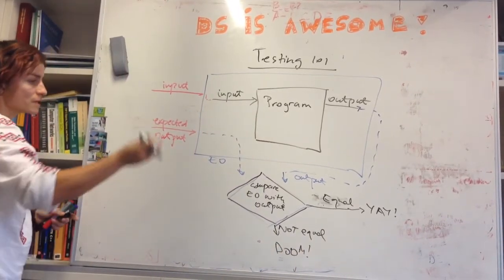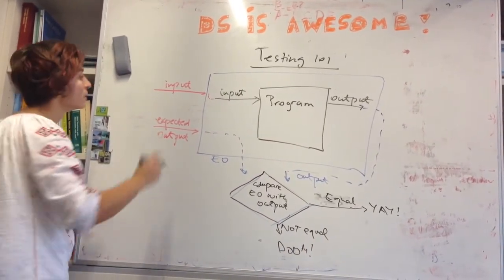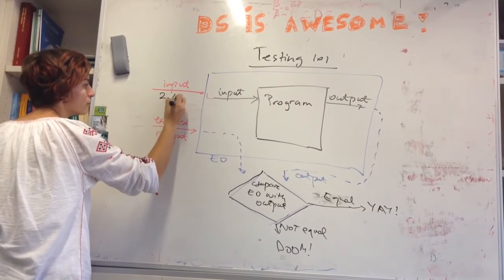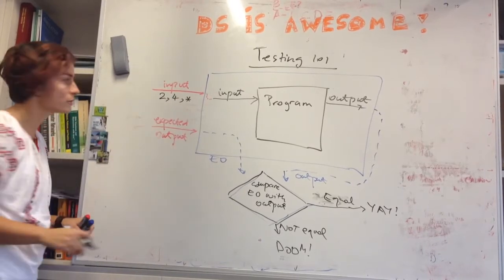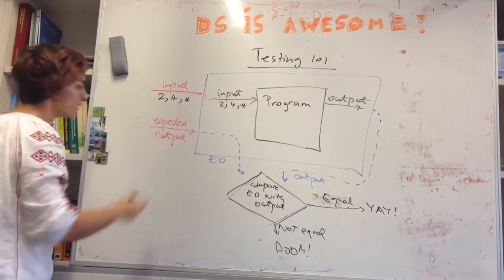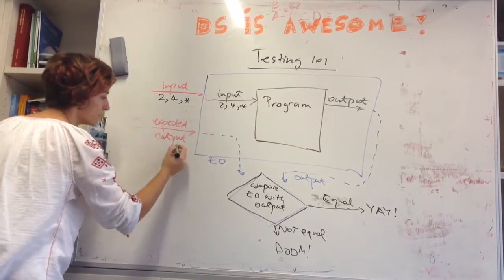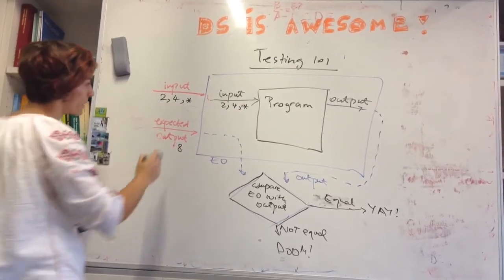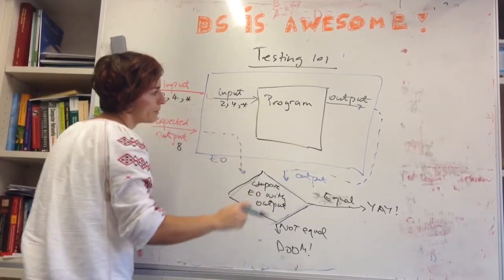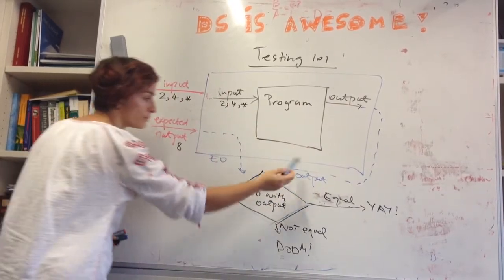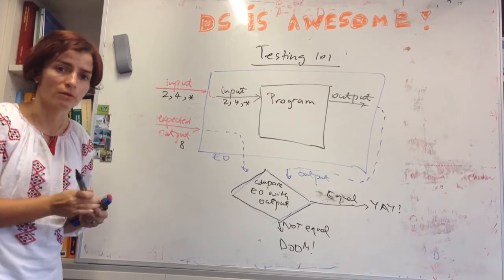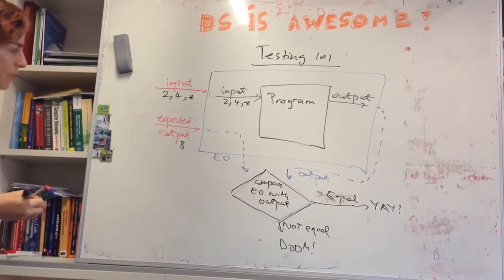So what this means in our case for the 4 and 2 is the input that we're going to have is 2, 4, and multiplication. This one will be put here: 2, 4, and multiply. The expected output for 2, 4, and multiply is 8. So what we're going to do is feed this into our Java program, capture the output, and compare that output with 8. If it's equal, then we're happy. If it's not equal, then of course we're not happy.